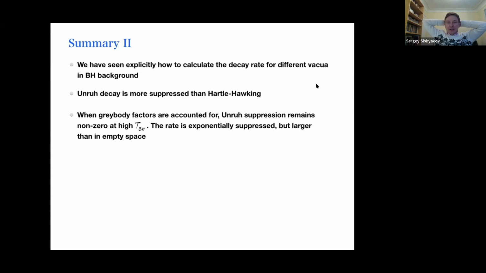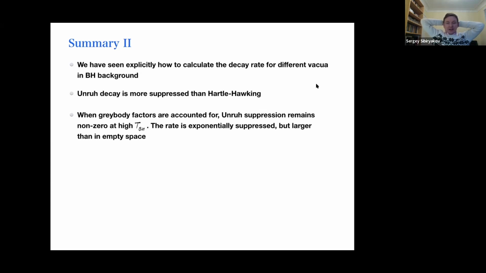explicitly, analytically. And what we saw, the first qualitative and quantitative statement, is that Unruh vacuum decay is more suppressed than Hartle-Hawking, as could be expected on general grounds. But now we have a method to prove this unambiguously.